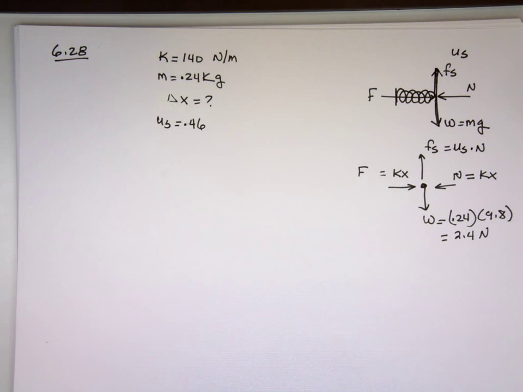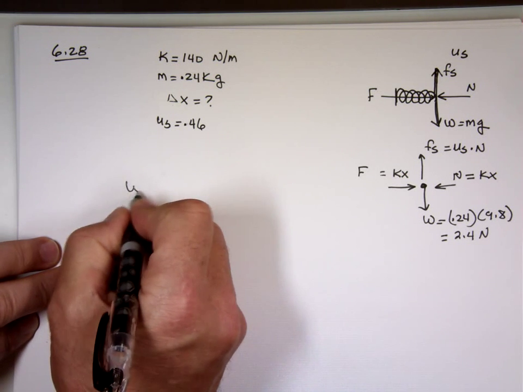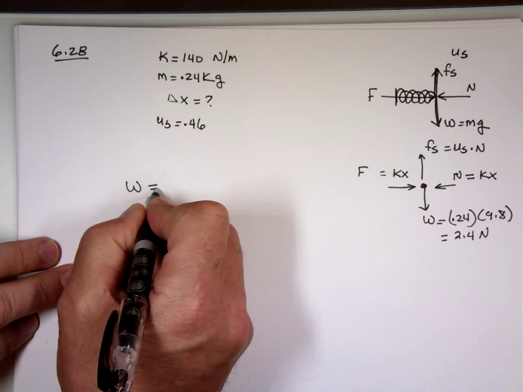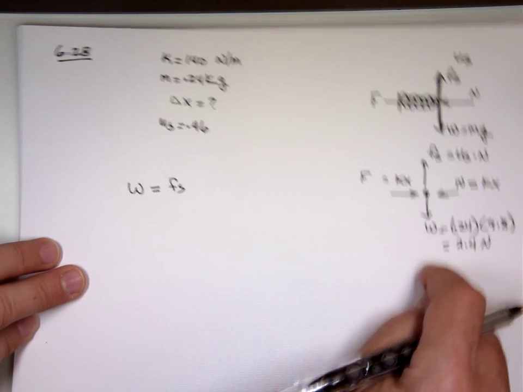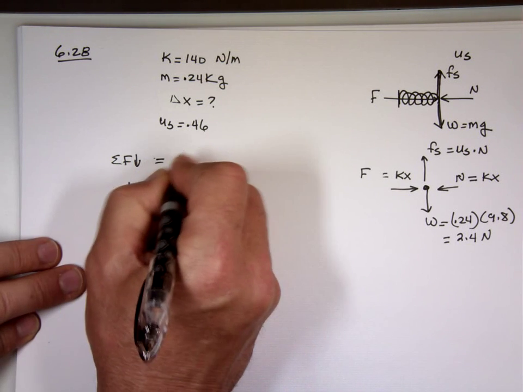Now the question is, find the minimum compression of the spring needed to keep the block from falling. That's the key. To keep the block from falling. Was the block moving up and down? Keep it from falling. Does that mean the block moved? No. If the block didn't move, that means what? The weight must equal the static friction. The force down should equal the force up. If you take all the forces down, should equal all the forces up.